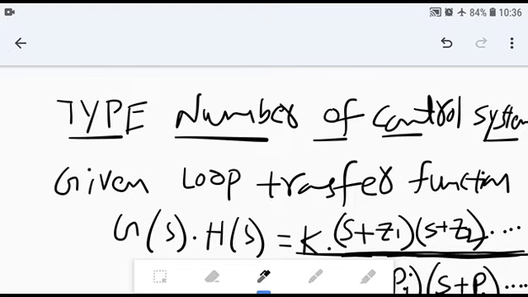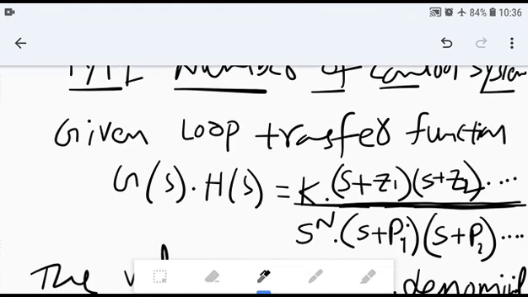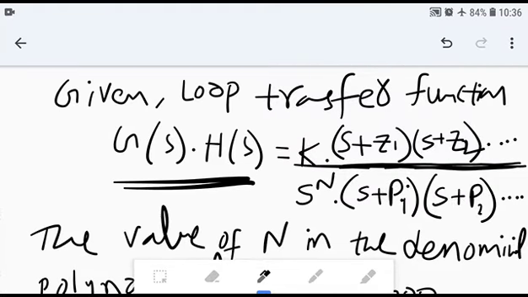Okay. So here I have already written this given loop. The loop transfer function, that is G(s)H(s), is equal to K times (s plus z1) times (s plus z2) and so on, divided by s to the power of N times (s plus p1) times (s plus p2) and so on. Here K is a constant, z1, z2 and so on represent the zeros of the transfer function, and in s to the power of N, the capital N represents the number of poles at origin.